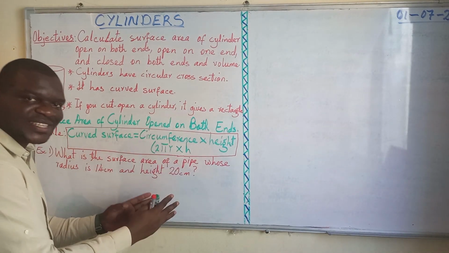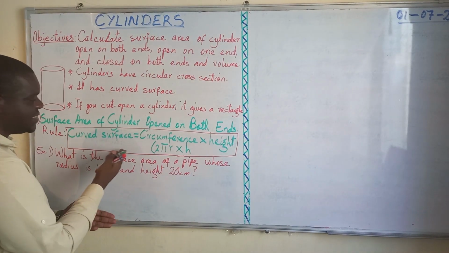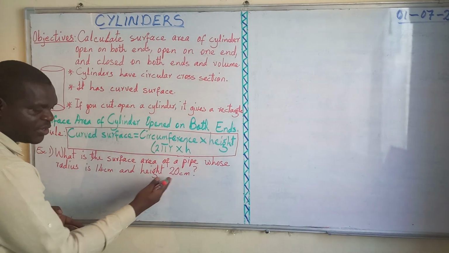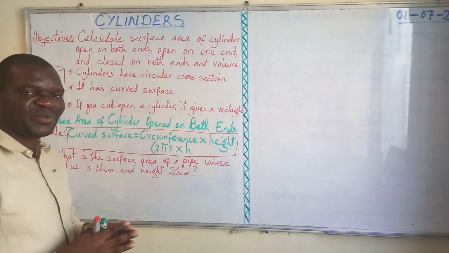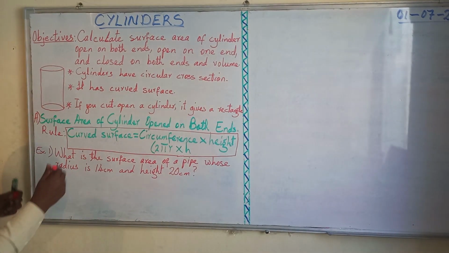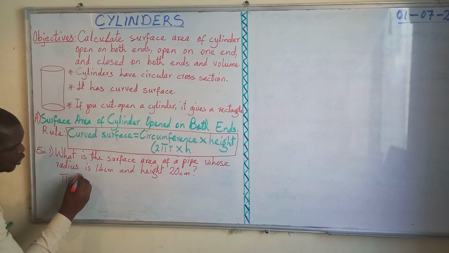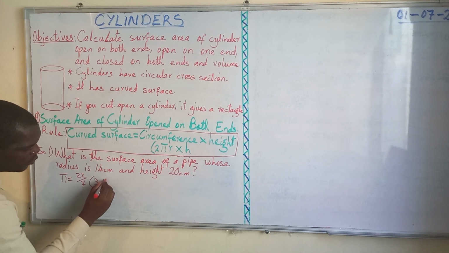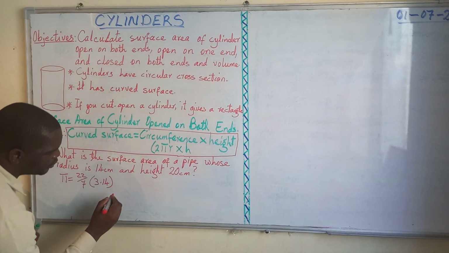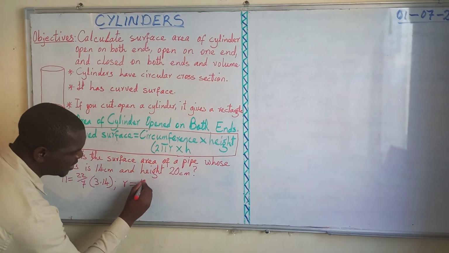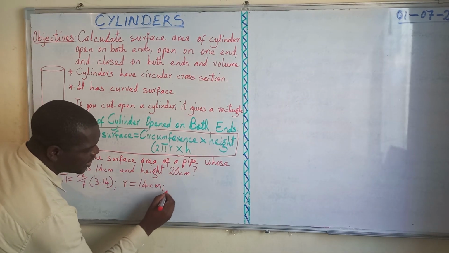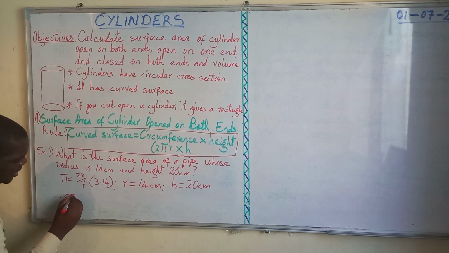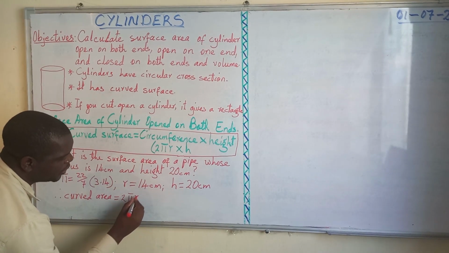Now let's identify what has been given and what we need as far as the rule is concerned, and substitute the letters with the figures and simplify where necessary to come out with the answer. So in this case, we need pi, which is equal to 22/7. We can also say pi is 3.14. We also need radius, and radius is given as 14 centimeters, and we need the height, and height here is equal to 20 centimeters. Therefore, curved surface area will be equal to 2 pi radius height.